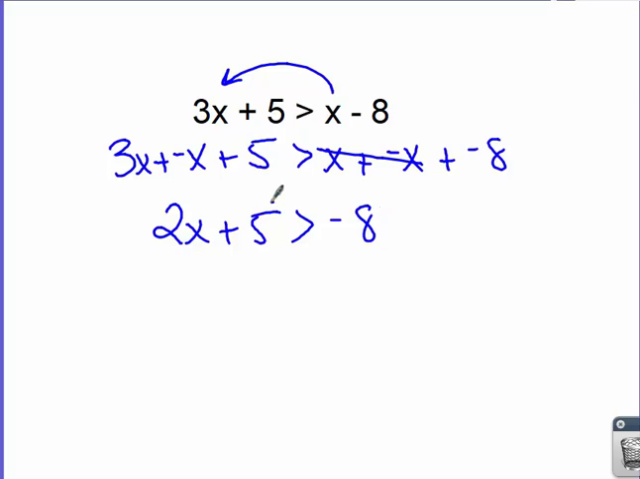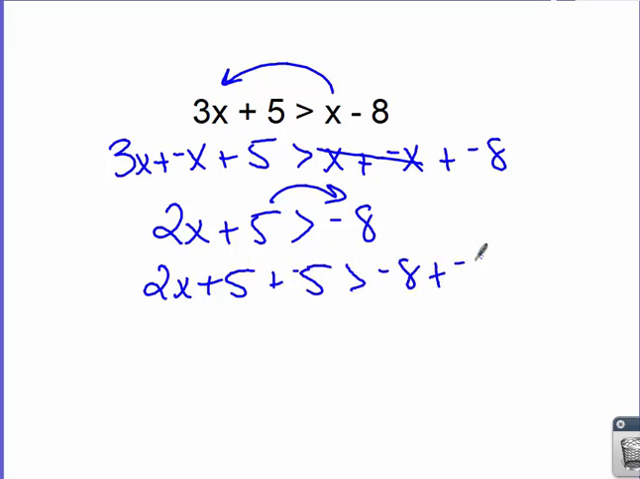So now I need to move the 5 over to be with the negative 8. So 2x plus 5 plus negative 5 is greater than negative 8 plus negative 5. Now just because I'm moving a negative across doesn't mean I flip the inequality, because my coefficient is positive. That's what determines whether or not it's going to flip. So 2x is greater than, and then negative 8 and negative 5 give me negative 13.